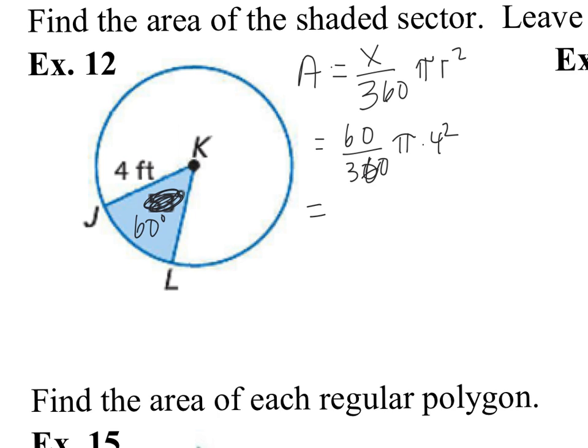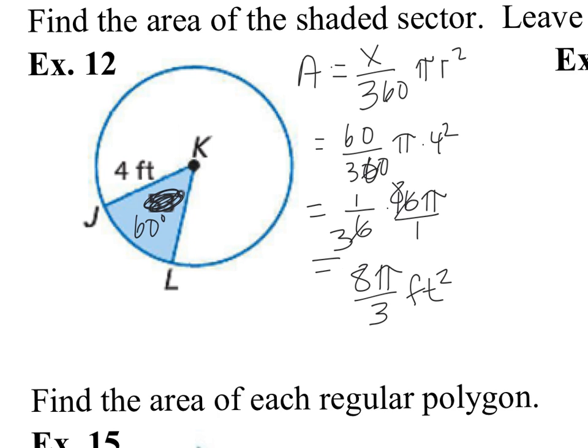Now, some of you may have already written down 60/360ths reduced to 1/6. And then 4 squared is 16, so we'd have 16 pi times 1/6, which we can put as 16 pi over 1, divide out a common factor, and we end up with 8 pi over 3. Our unit is in feet, so that would be feet squared for the area of that sector.